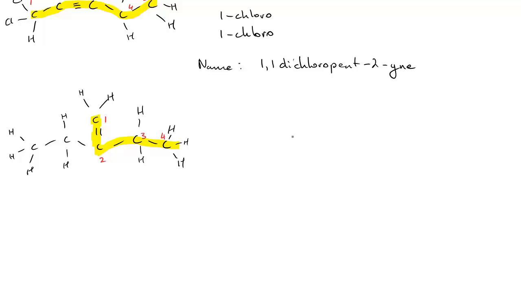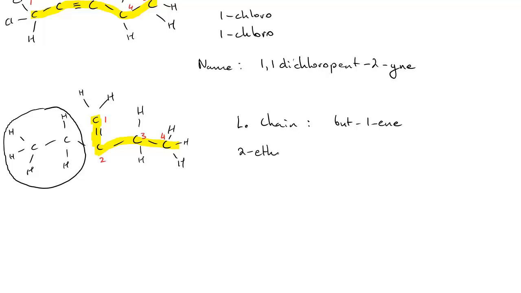Okay, so the actual longest carbon chain is referred to as but-1-ene. And then you've also got, on the second carbon, this side chain. Now that's an ethyl side chain. So you've got 2-ethyl. So the name for this molecule here is 2-ethylbut-1-ene. So that gives you a rundown of some of the naming techniques.